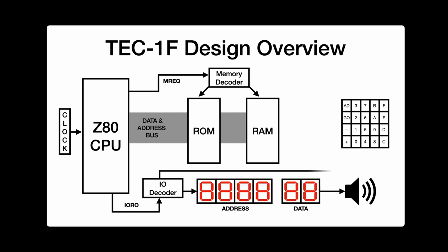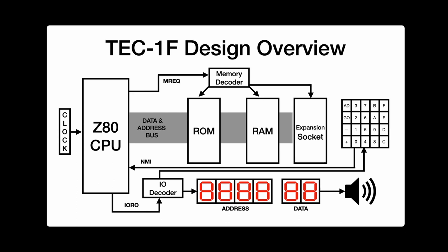How is the keyboard connected? Again, through the I/O decoder. But one interesting thing here is it's connected to the non-maskable interrupt line of the CPU, which is an interesting design choice. And for expansion, there's another expansion socket to connect a bit more memory, RAM or ROM, and also some extra spare I/O decoders to add extra input or output devices.